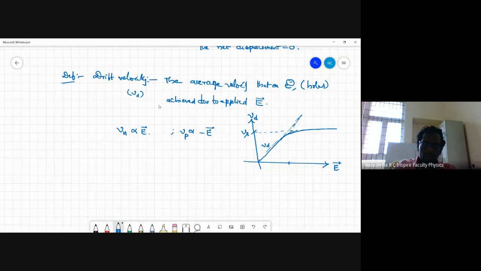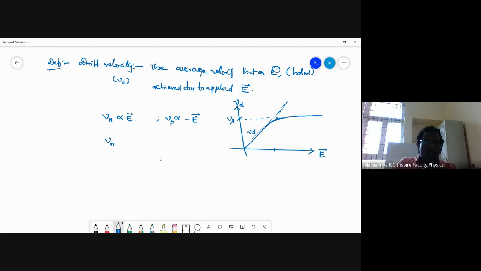Now we can put in a proportionality constant, mu n, times E. Here also, the drift velocity of holes is equal to minus mu p times E, where mu n and mu p are called mobility, the mobility of an electron or a hole. If you take mu p, it is the mobility for the hole.